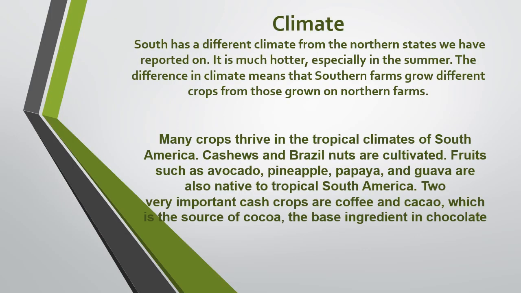The climate in the South is quite different from the northern states. It's much hotter, especially in the summer. The difference in climate means that southern farmers grow different crops from those grown on the northern farms.